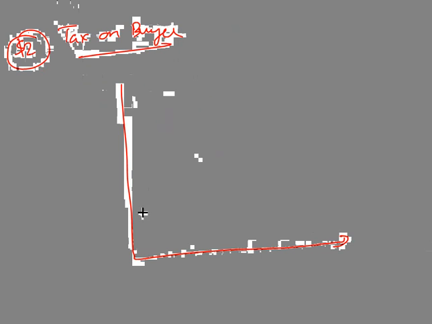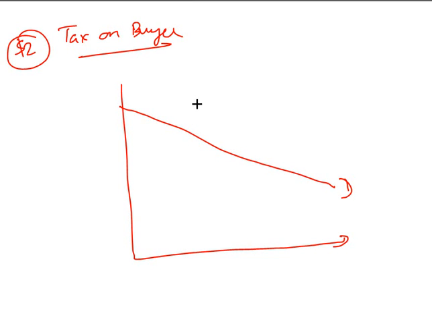What is the impact? So now the tax on the buyer. Okay, so the $2 tax you have put on the buyer. What will happen if you put the tax on the buyer? So this was your earlier demand curve. Now because you have to shell out $2, your benefit is decreasing by $2. So you see that their benefit has all throughout decreased by $2.